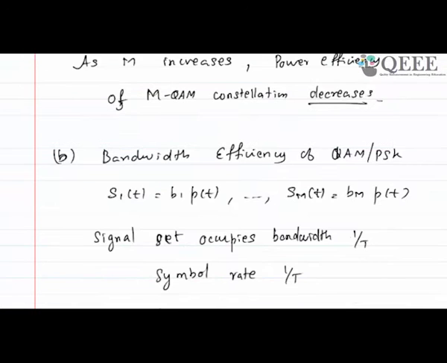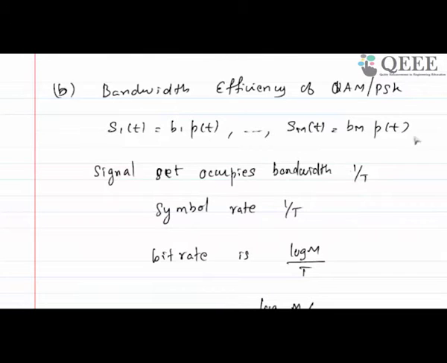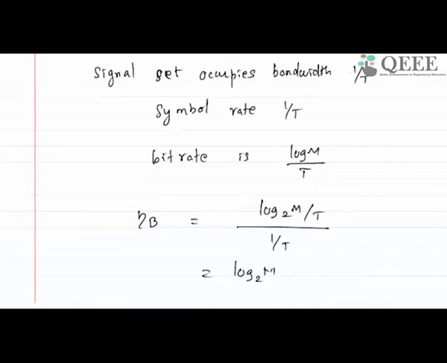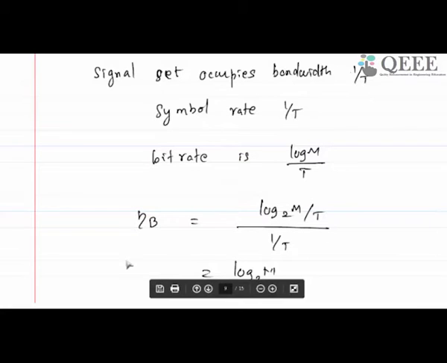On the other hand, let us look at the bandwidth efficiency. All the symbols S1 of t, S2 of t and so on are multiplied by the same pulse, right? So the bandwidth the signals occupy is 1 by T. The symbol rate is 1 by T. Bit rate is log M by T because each symbol conveys log M bits. So the bit rate divided by the bandwidth is basically log M. The bandwidth efficiency is simply the bit rate divided by the bandwidth. The bandwidth is 1 by T, so the bandwidth efficiency is log M.